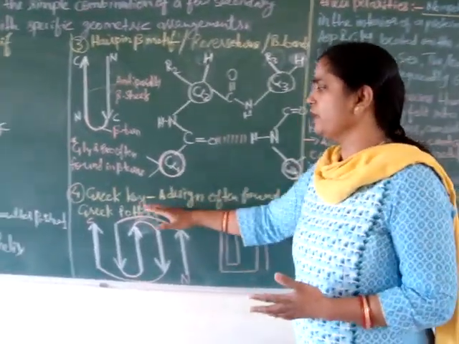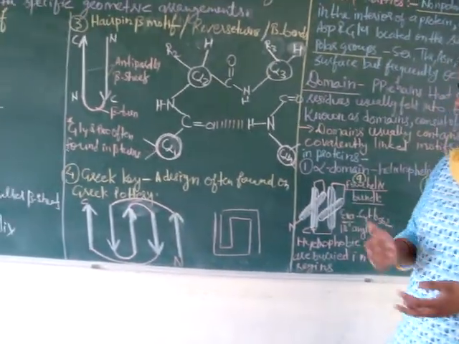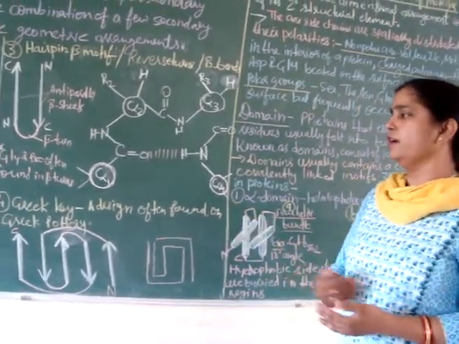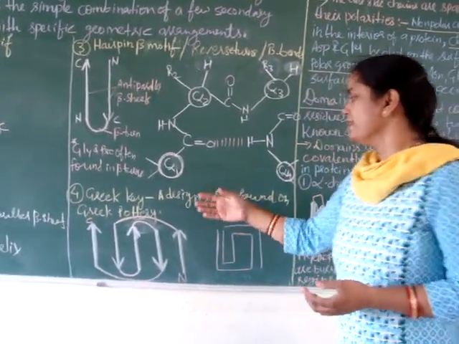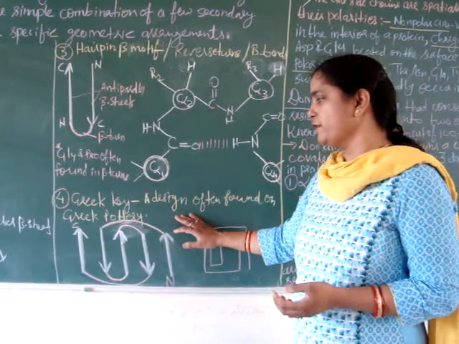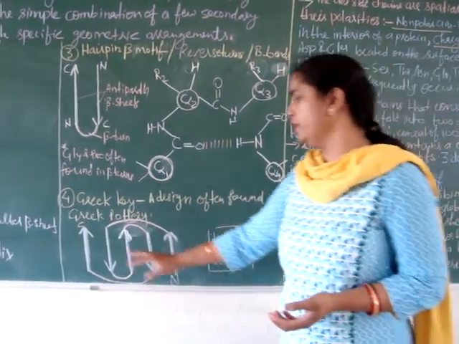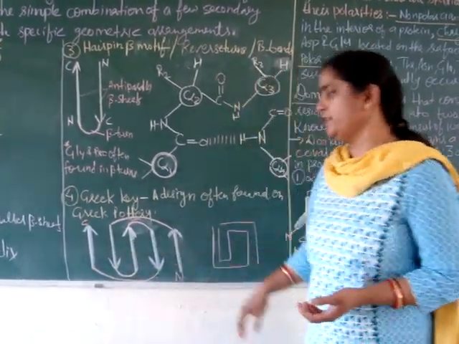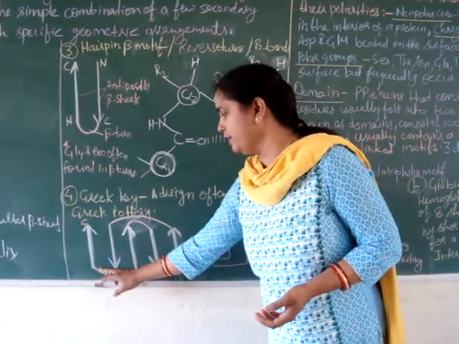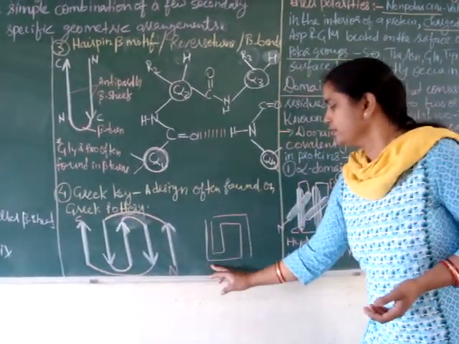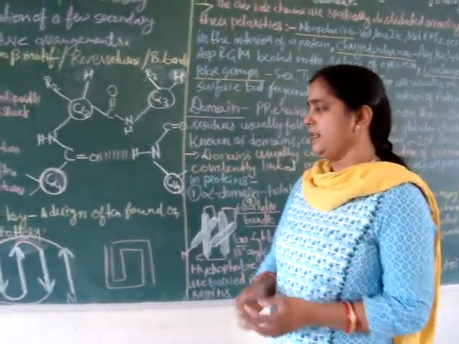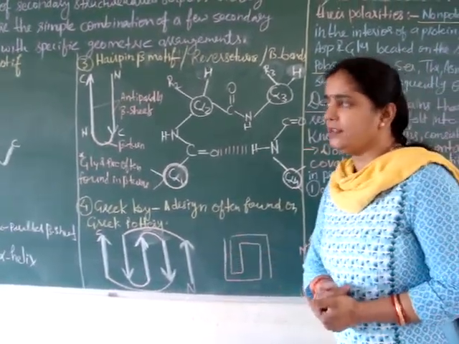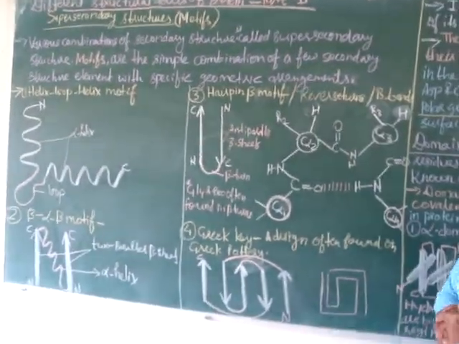The next motif is Greek key. They take their name from a design that is often found on Greek pottery. In this Greek key structure, 5 anti-parallel beta pleated sheets are linked together by non-helical regions like this, and this type of design is very often found on Greek pottery. That's why the name is Greek key structure. So these are the common structural motifs which are super secondary structure.